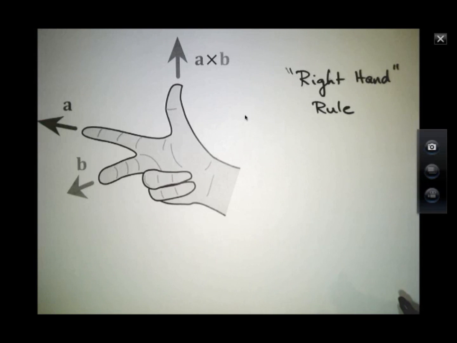There's what's known as the right-hand rule in physics, and the right-hand rule teaches us how to compute the direction, or estimate the direction, for a cross product between two vectors.